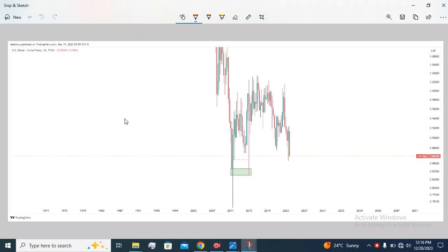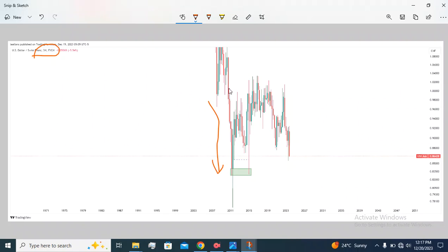Let's do a quick top-down analysis and market review on USDCHF, that is US dollar, Swiss franc. The first chart here is for USDCHF on the 3-month time frame, whereby what we can see is a bearish market. We can see that USDCHF is bearish.